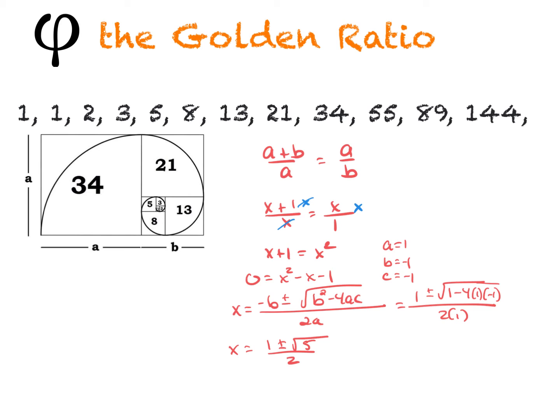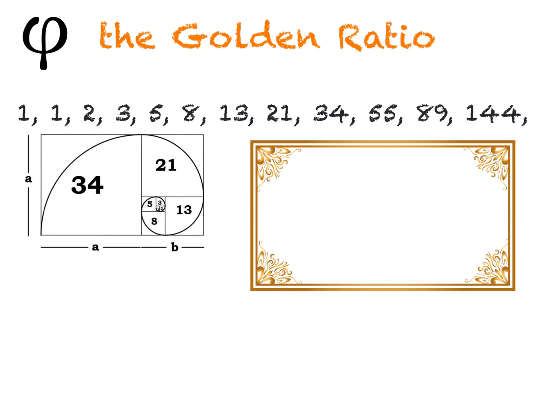Cool. That, ladies and gentlemen, is the golden ratio. Plug that into your calculators and you should get a number that's really close to 1.618. Cool. So this is our phi. One thing it might be nice to do is to be able to tell if a rectangle that you're looking at is, in fact, a golden rectangle or not.